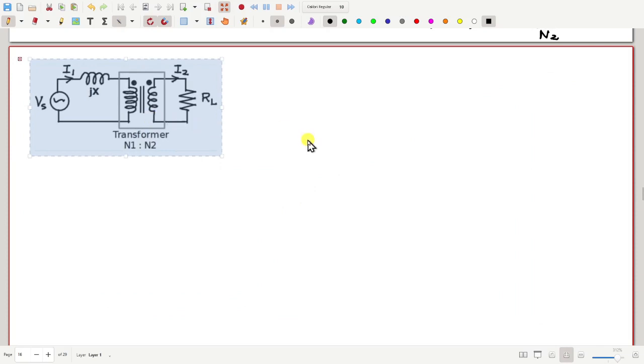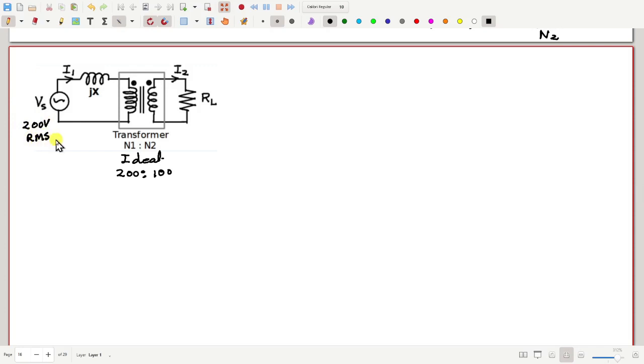Here is a circuit. We have an ideal transformer N1 by N2, and this ratio is given, so N1 is 200 and N2 is 100. The supply voltage is 200 volt RMS, and X is 12 ohm, so this is j12 ohm.